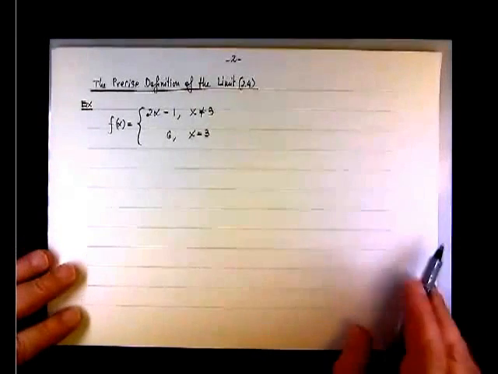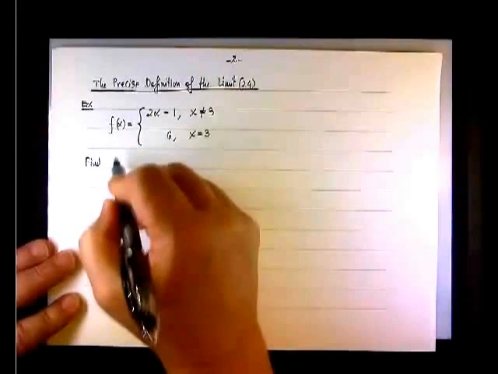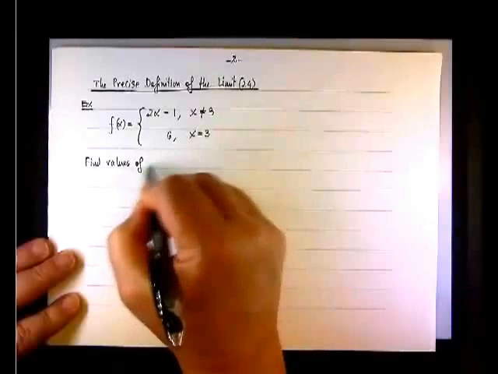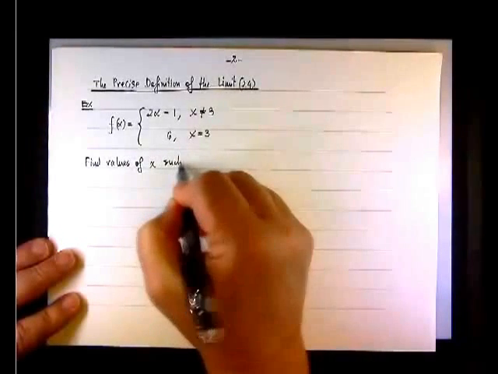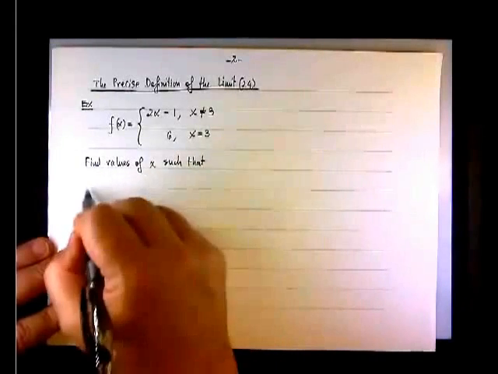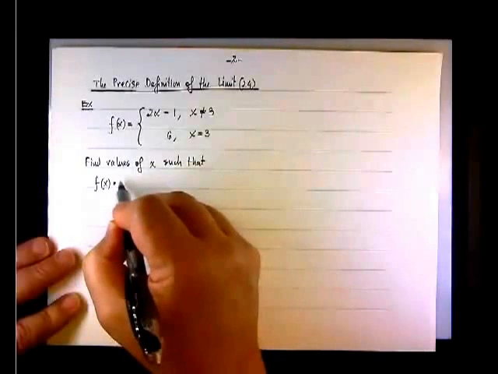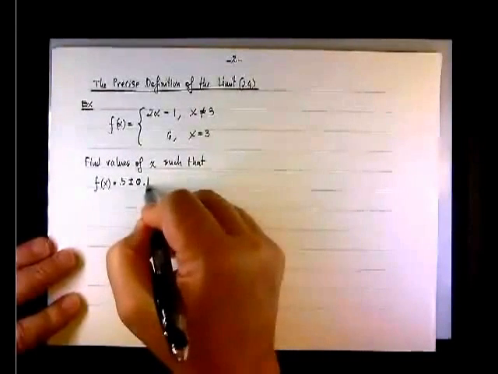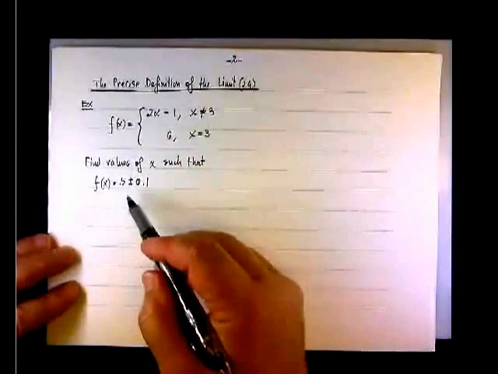Okay? Now, here's the thing. We need to find values of x such that the following happen. We want f of x, this function right there, to equal 5 plus or minus 0.1. Okay? So we don't want it to equal 5 exactly.